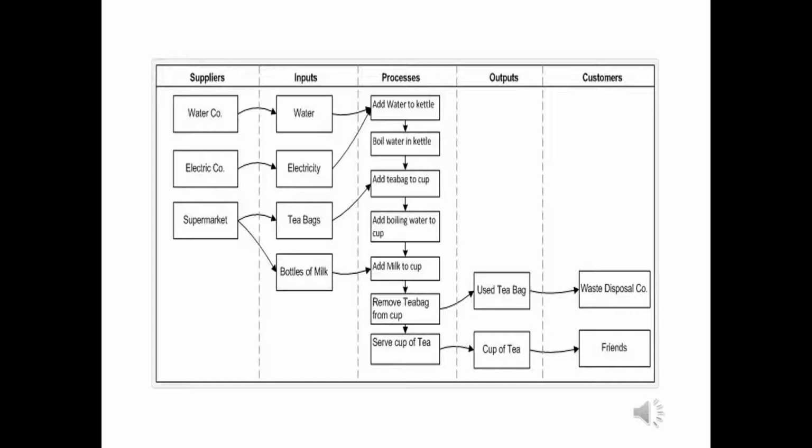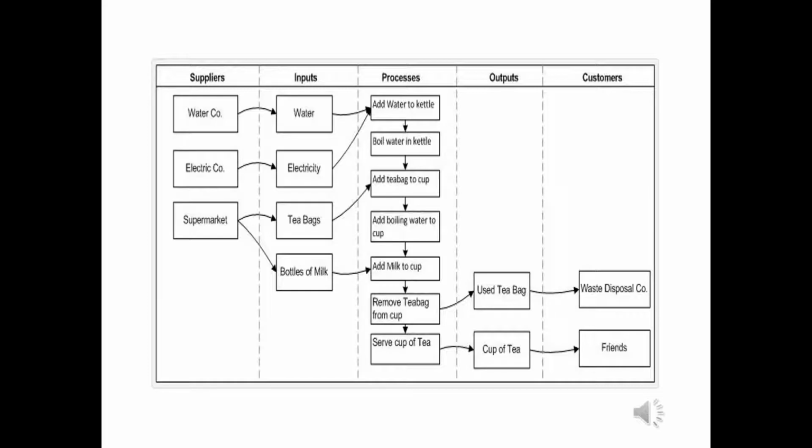So what is the process? This is how you make tea in this very British way. You add water to the kettle, you boil it, you add tea bag to a cup, you add boiling water to the cup, you add the milk, remove the tea bag, and then you serve a cup of tea. I'm not going to say anything, but I always remove my tea bag before I add the milk. But, you know.